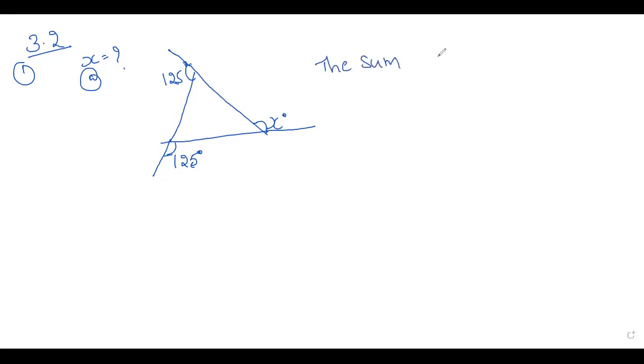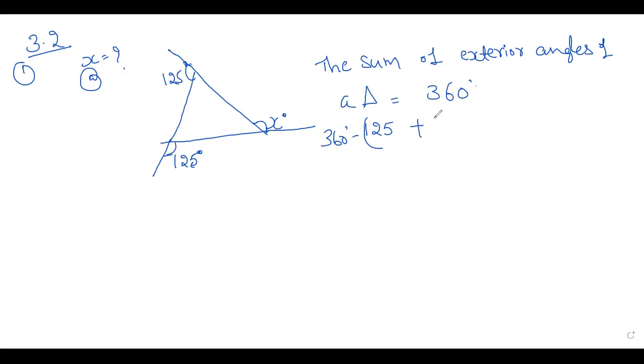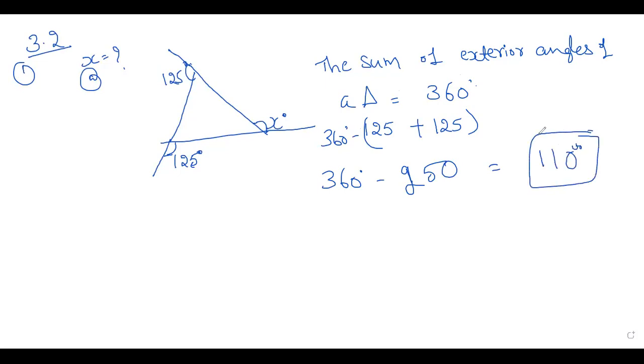So the sum of exterior angles of a triangle is equal to 360. So here we have 125. So you can write 360 minus 125 plus 125, right? So 360 minus 250, that is equal to 110, right? You can write directly like this, or yes, this is the easiest method to follow this.